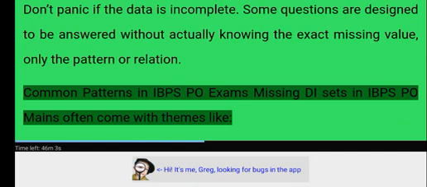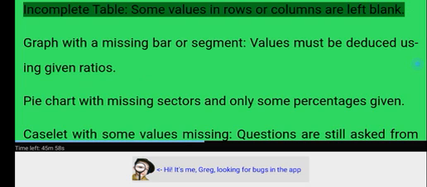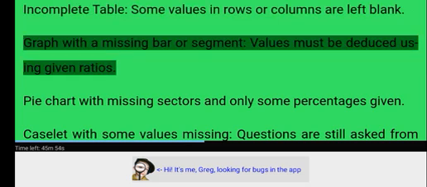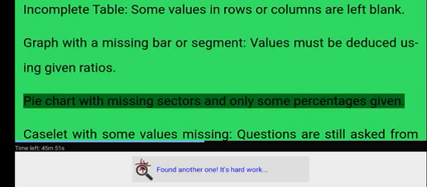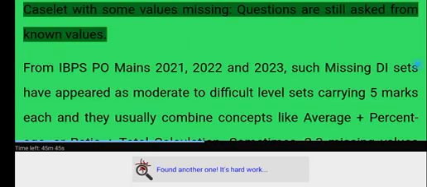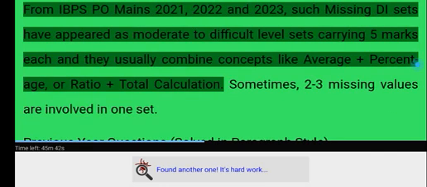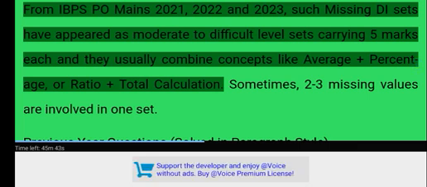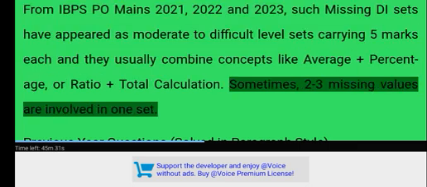Common patterns in IBPS PO exams. Missing DI sets in IBPS PO Mains often come with themes like an incomplete table, where some values in rows or columns are left blank. A graph with a missing bar or segment, where values must be deduced using given ratios. A pie chart with missing sectors and only some percentages given. A caselet with some values missing, where questions are still asked from known values. From IBPS PO Mains 2021, 2022 and 2023, such missing DI sets have appeared as moderate to difficult level sets carrying 5 marks each, and they usually combine concepts like average plus percentage, or ratio plus total calculation. Sometimes, 2 to 3 missing values are involved in one set.